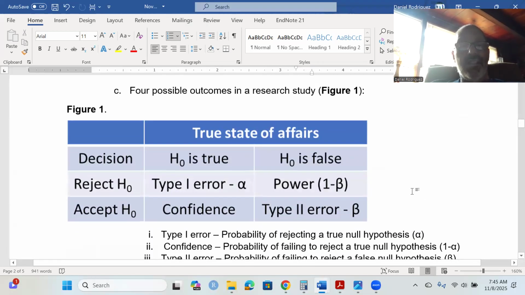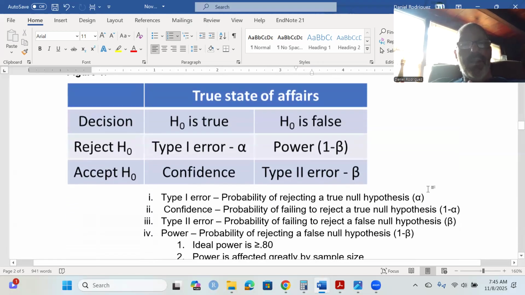In every research study, you have these 4 different possible outcomes. So if we look here, we have our decision. And this is the true state of affairs, which we personally don't know, right? If we knew, we wouldn't be doing studies. So if the null hypothesis is true and we reject the null hypothesis, we've committed what's known as a type 1 error. That's what alpha means.